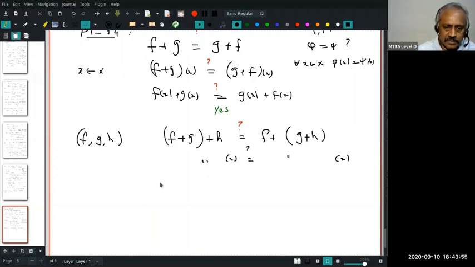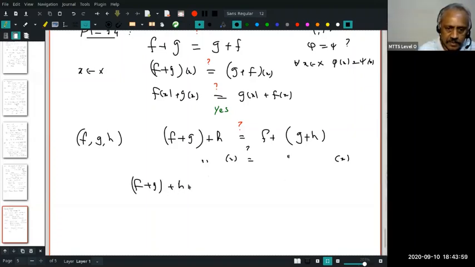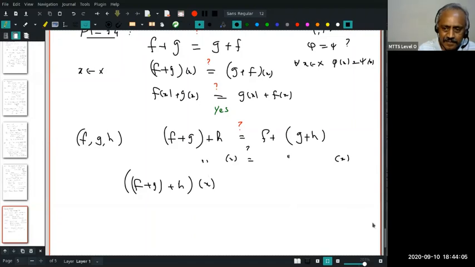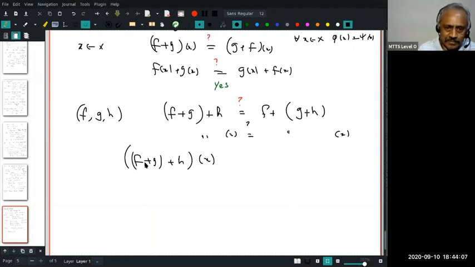Now let us look at this. What is (f plus g) plus h, acting on x? You understood this? Okay. This is why I wanted to do it, so you should not get confused. When I write f plus g at x, this is how I wrote it. You understand? Therefore, f plus g is a function, h is a function. They are added, and its value at x, this is how I should write.